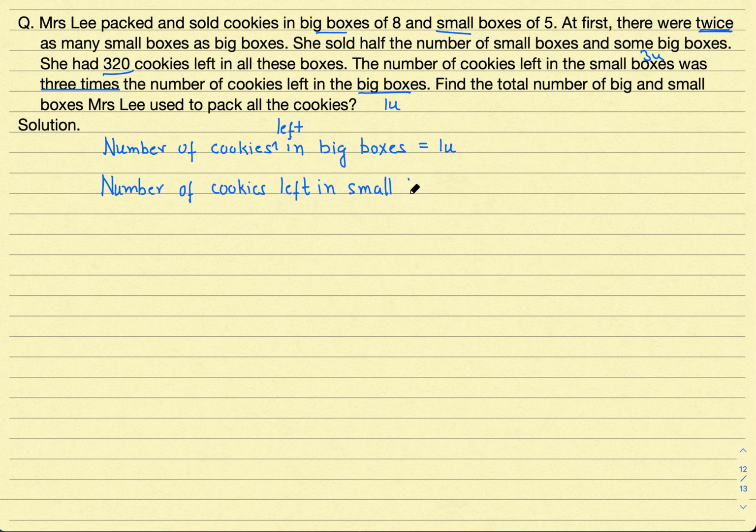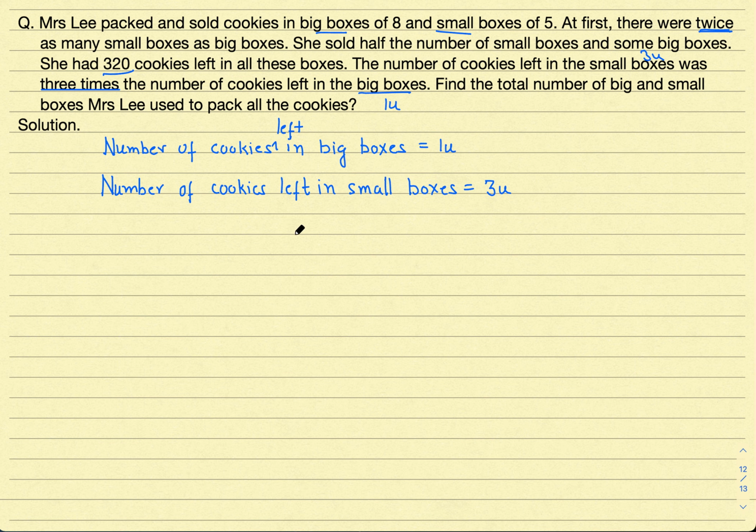Small boxes will be how many units? It's obviously 3 times, right? Since it's 3 times, it will be 3 units, right? And we know that the total number of cookies left in all these boxes was 320, right? So in terms of units, what is the total number of cookies left in all these boxes?